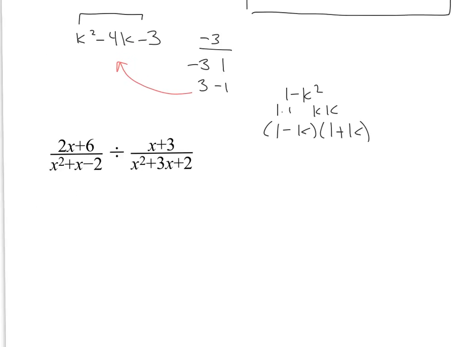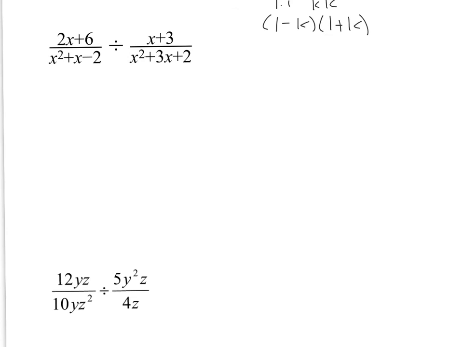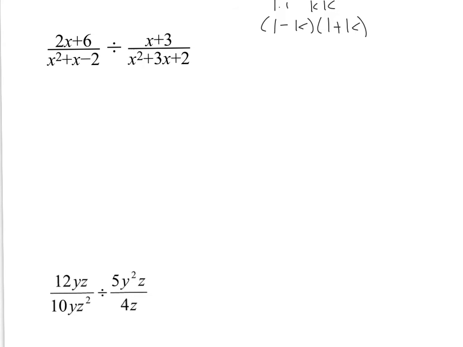Okay, let's look at another similar problem. We have (2x + 6)/(x squared + x - 2) divided by (x + 3)/(x squared + 3x + 2). So it is division, as I can see by the division sign. So the first thing is I'll rewrite it by multiplying by the reciprocal. So instead of division, it'll be multiplication, but the x squared + 3x + 2 will be on top, and the x + 3 will be on bottom.